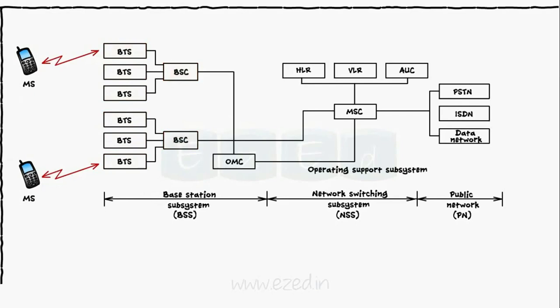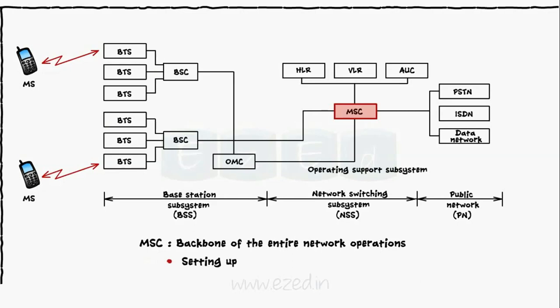Practically, every MS gets connected to the BTS of that area. This BTS sends the signal to the BSC. Many BTS are connected to one BSC, and at the end of this, the BSC is connected to the MSC. Hence, the BSS consists of BTS and BSC. Network and Switching Subsystem, NSS. This system mainly contains the MSC. The MSC is the backbone of the entire network. It controls all the operations from setting up a call till the handoff procedure.